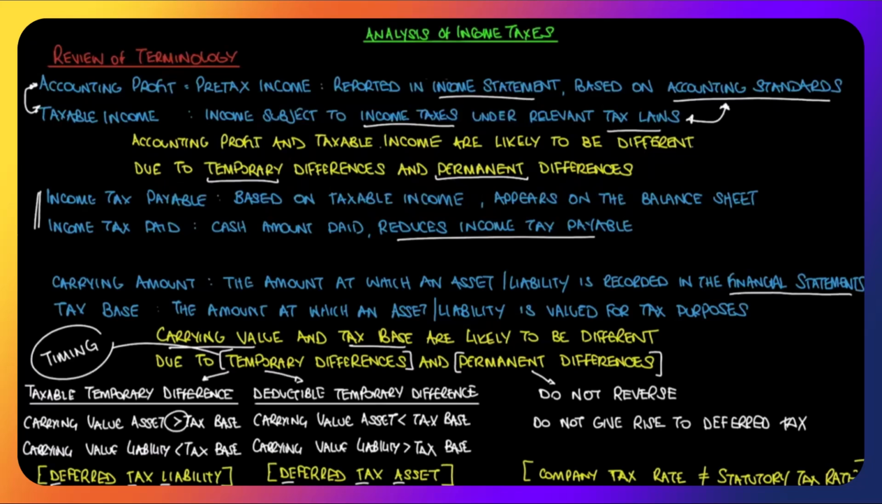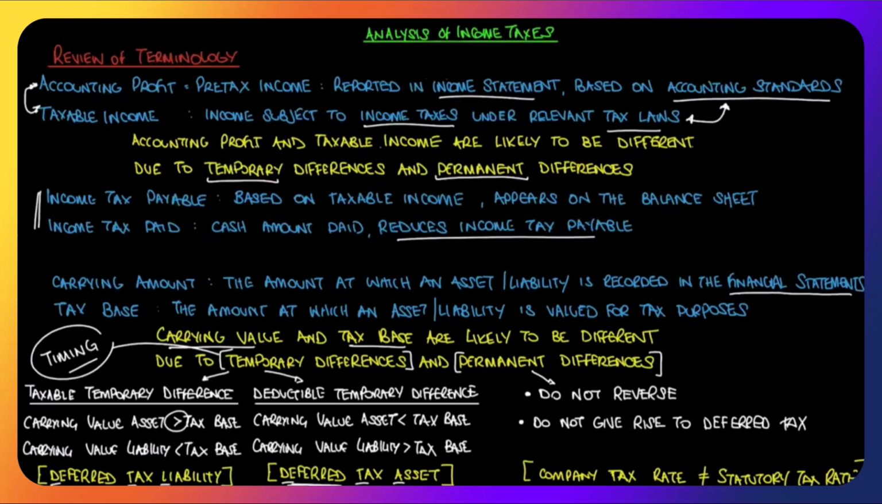Compare that to permanent differences. Permanent differences do not reverse. It is not a timing difference. That is just a difference in tax law and accounting standards that says this is allowable in the accounts, but not for tax purposes, or vice versa. Because it never reverses, it is never used to calculate a deferred tax balance. The word deferred simply means this is going to occur in the future. We're going to see this in the future. That's not the case with permanent differences, so there is no deferred tax.